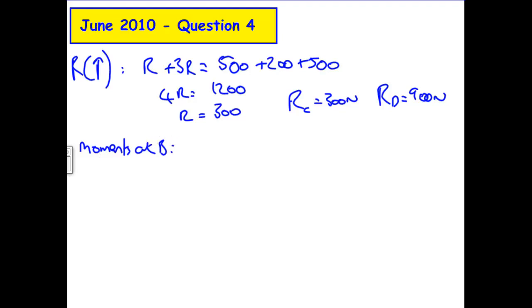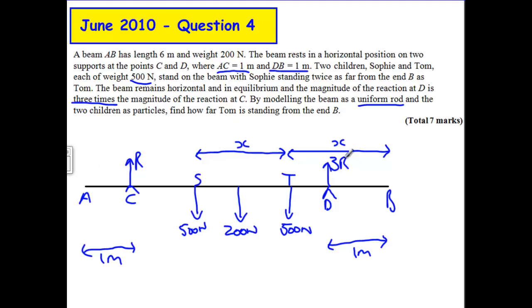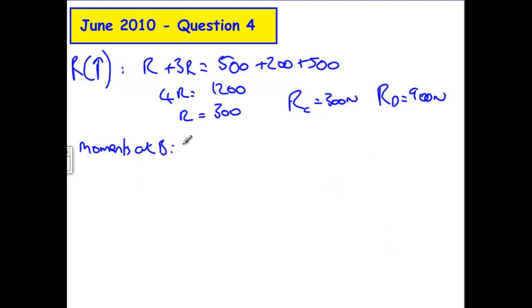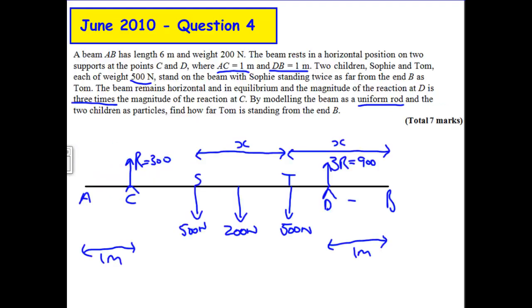Now looking at that, we have 3R, which we now know is equal to 900, and we have R, which equals 300. So I'm going to do 900 times my distance of 1 meter, and I'm going to add 300 times my distance of 5 meters. So the clockwise moments are 900 times 1, adding 300 times 5. And I'm going to set these equal to the anti-clockwise moments.